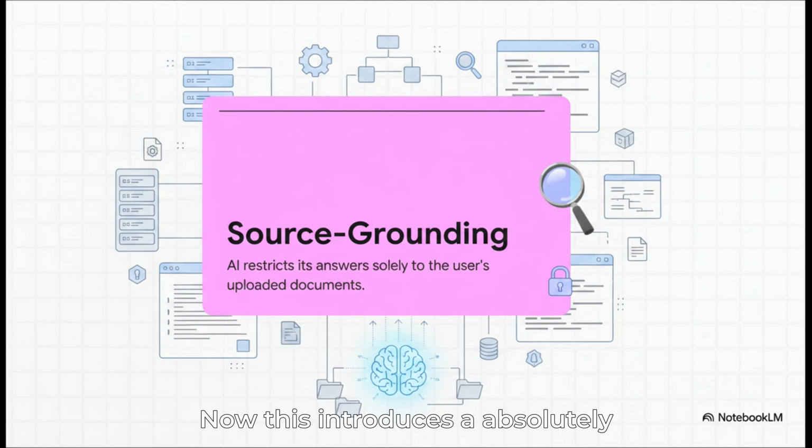Now this introduces an absolutely critical architectural constraint, source grounding. Basically, the AI restricts its answers solely to your uploaded documents. Why does this matter? Well, in IT, an AI hallucinating a fake server name or a destructive CLI command is frankly catastrophic. This system only knows what your company knows. It won't pull in random, potentially outdated advice from the open web. It's incredibly reliable because it is completely locked into your verified reality.